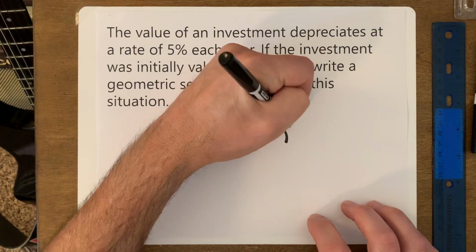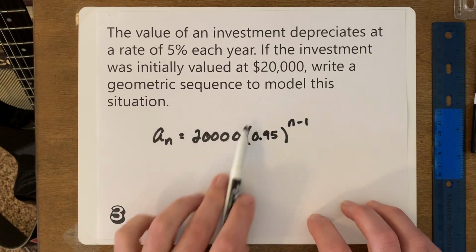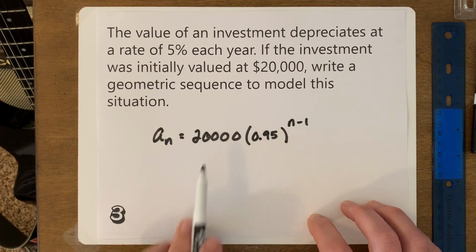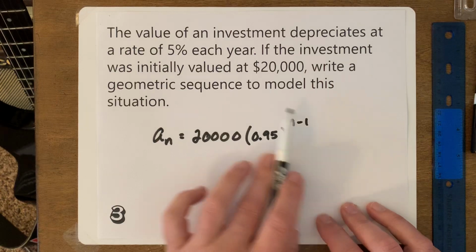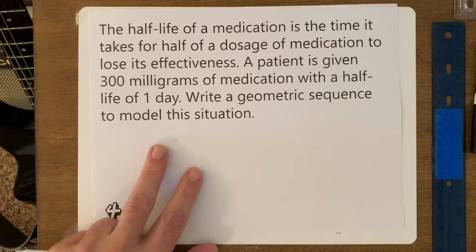So we put our n minus 1 up there so that when n is 1, all of this is equal to 1, and you get 20,000 back. So this right here would be our sequence for that problem. And so that's all we had to do. Okay, let's take a look at this one.